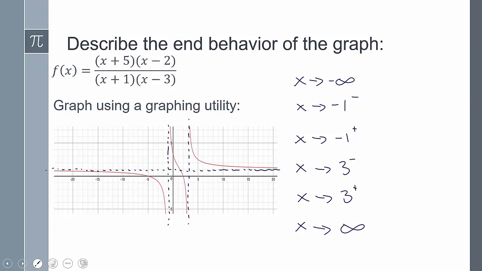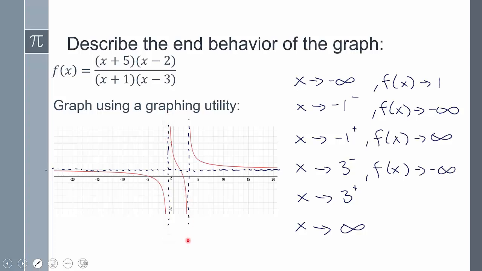Now I need to state what my y is doing. My y is going towards 1. My y is going to negative infinity. My y is going to positive infinity. My y is going to negative infinity. My y is going to positive infinity, and my y is going to 1.